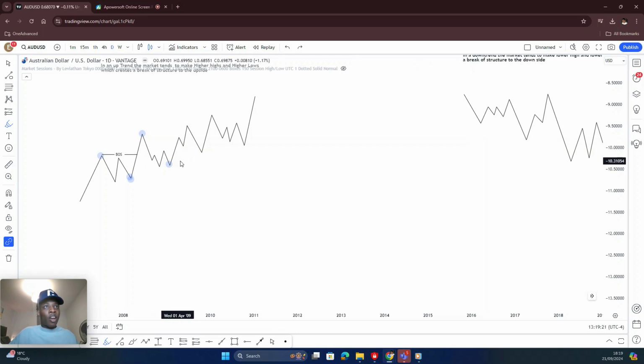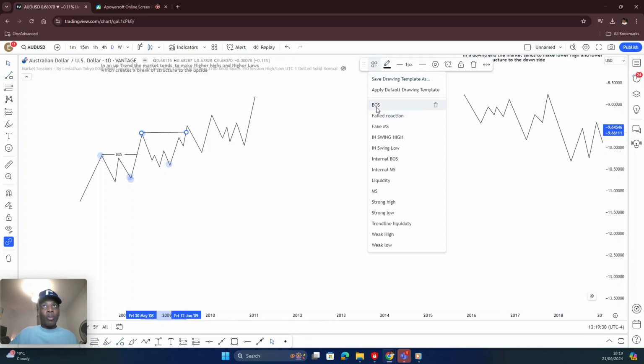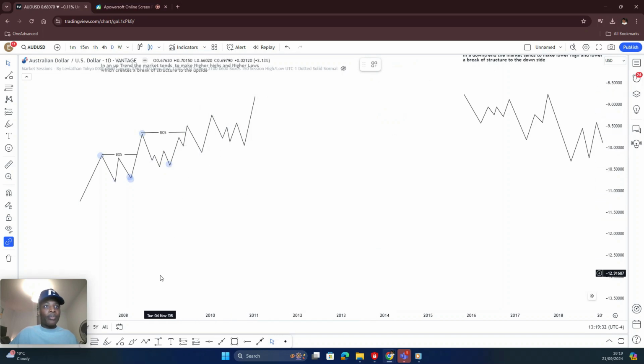So this is our valid higher low, which created a break of structure to the upside. Next one, the push phase ended at this point here. So relatively easy for this one.